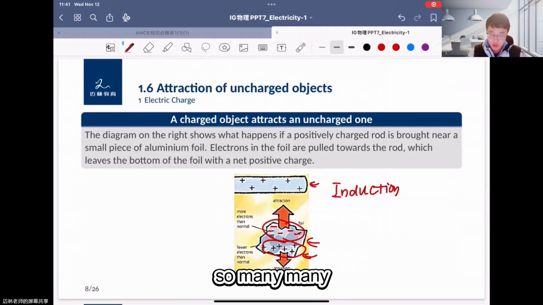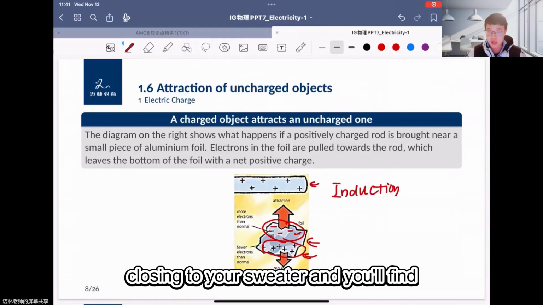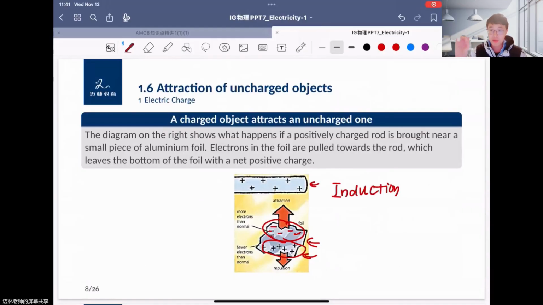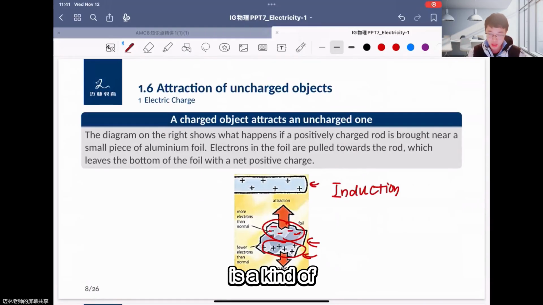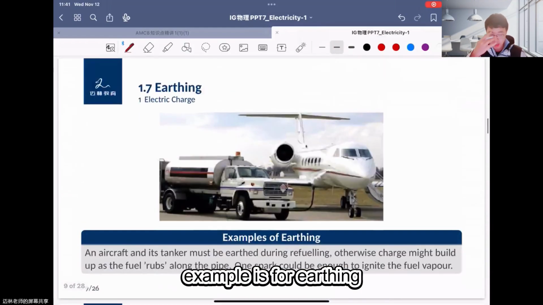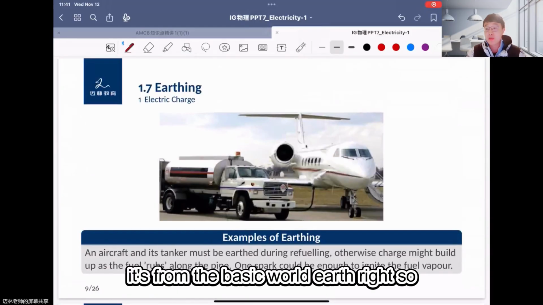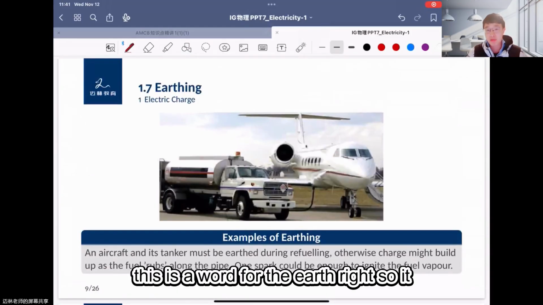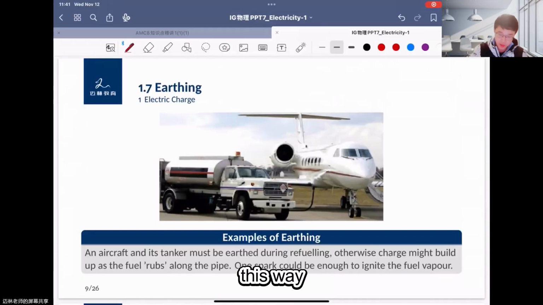Many times you have induction, like when you take off your sweater and you'll feel a spark on your hand, right? That means you have a static charge. So this is a kind of induction. And another example is earthing. Earthing comes from the basic word earth, right? It just means connected to the ground.